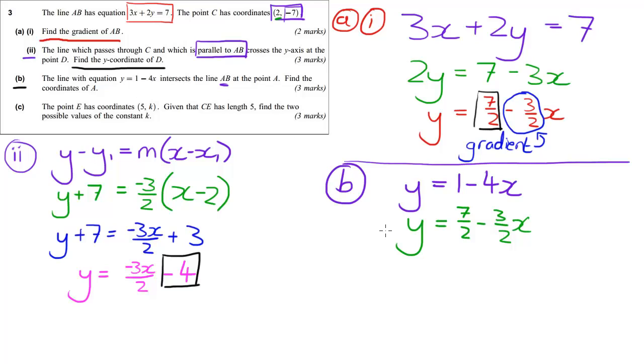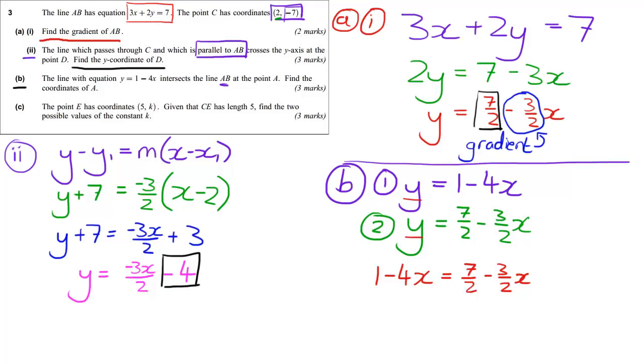So let's label them as well. This is going to be our number 2. Let's go back to purple, and this is going to be our number 1. So there's a few things we can do. You can try and eliminate the x's, or you can try and eliminate whatever you want. What I'm going to do is make them equal to each other, because we have y here and y here. So let's just say that 1 minus 4x is equal to 7 over 2 minus 3 over 2x, because they're both equal to the same thing, therefore they must be equal.